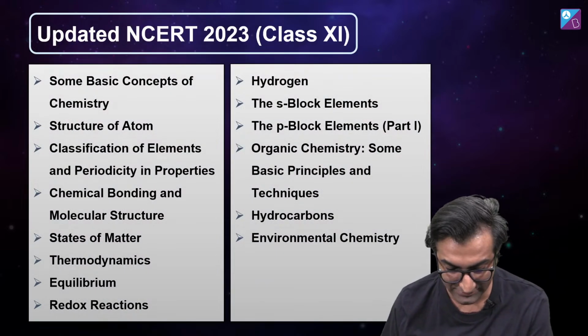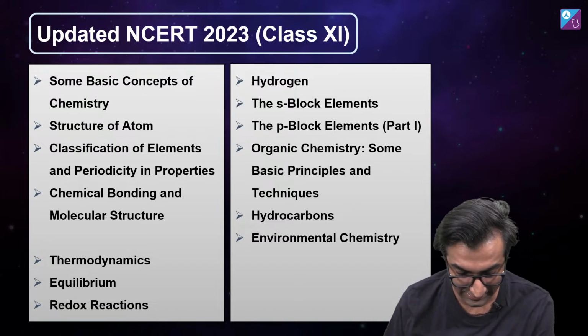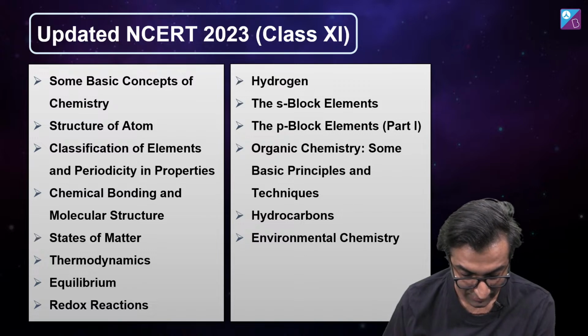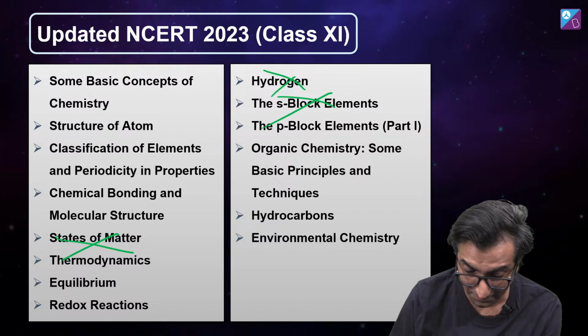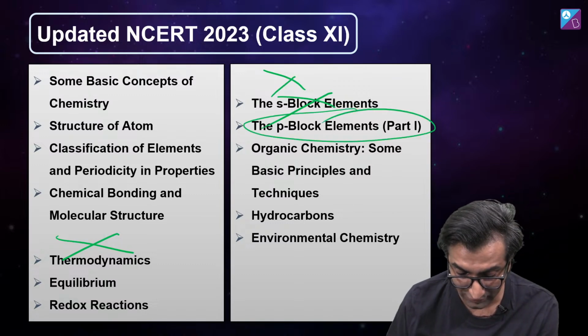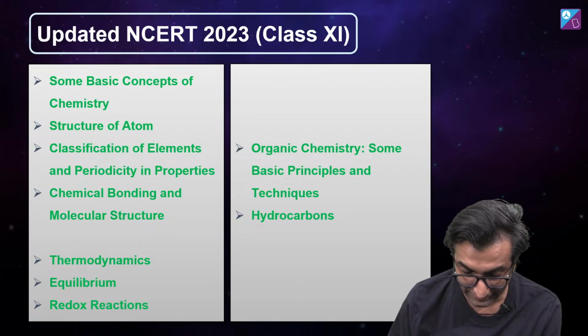This is the updated syllabus. This was your textbook earlier. Look at this, things going away. What went away for JEE Main? States of matter is gone, hydrogen is gone, S block is gone. And what else? P block is gone from your text, but it is still in your syllabus. Okay, gone from the text but in the syllabus. That is the main difference over here.